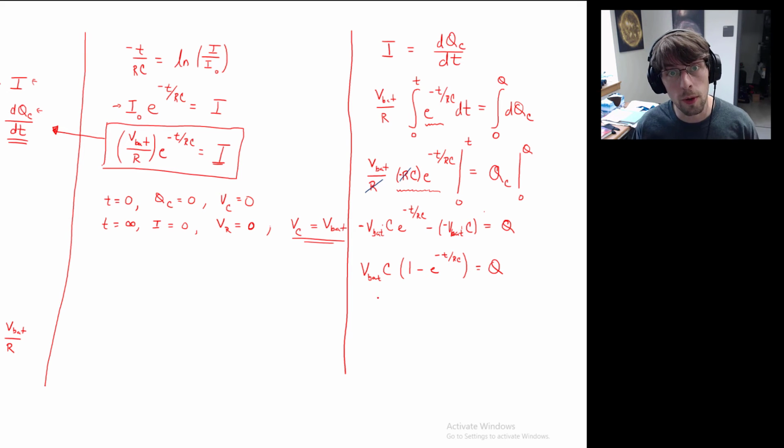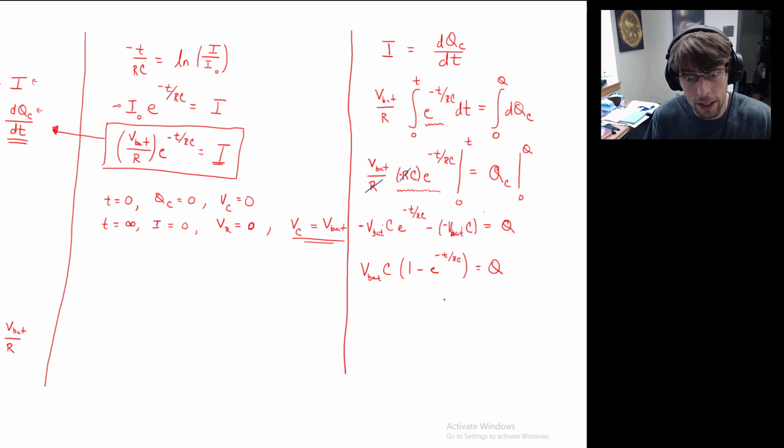Let's see if this jives with what we expect. At time equals 0, we have e to the 0, which is 1, and 1 minus 1 is 0. So there's no charge on the capacitor.